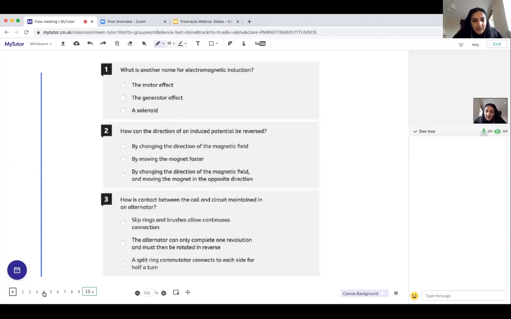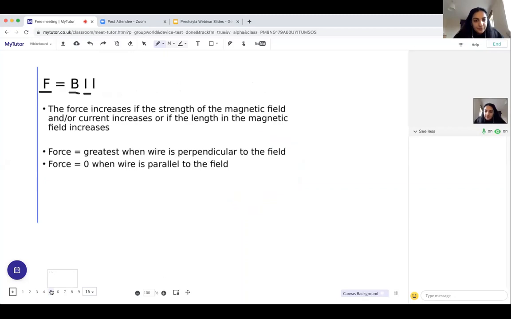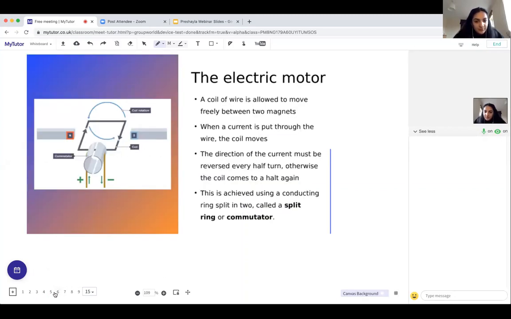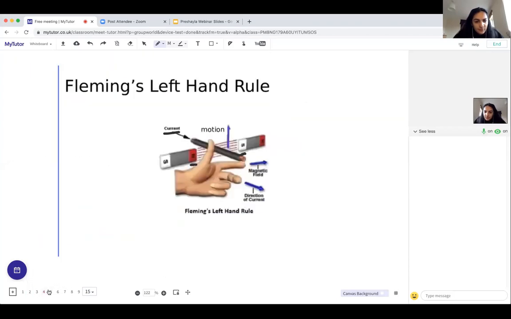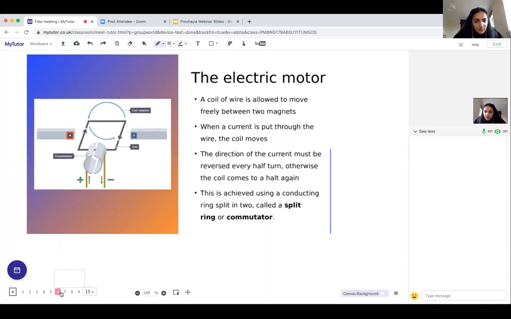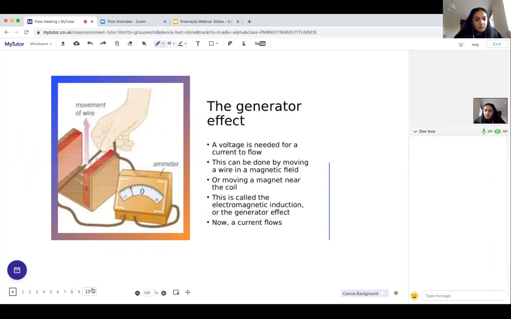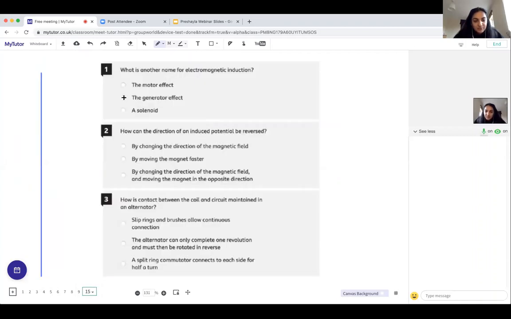Okay, so what is another name for electromagnetic induction? If we go back to the motor effect, where's the slide? Okay, so the generator effect is what is known as electromagnetic induction.